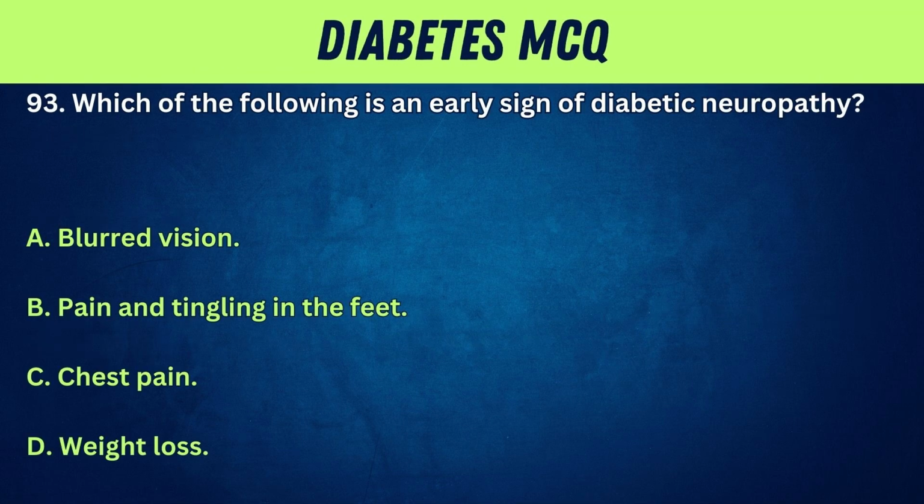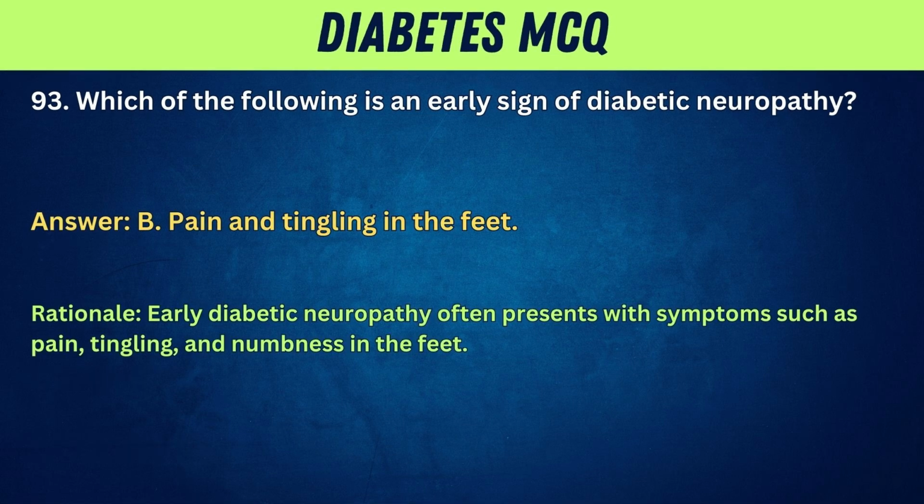93. Which of the following is an early sign of diabetic neuropathy? A. Blurred vision. B. Pain and tingling in the feet. C. Chest pain. D. Weight loss. Answer: B. Pain and tingling in the feet. Rationale: early diabetic neuropathy often presents with symptoms such as pain, tingling, and numbness in the feet.